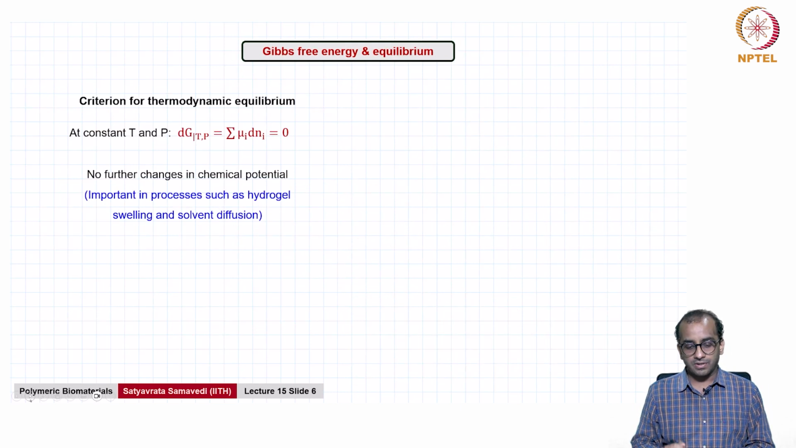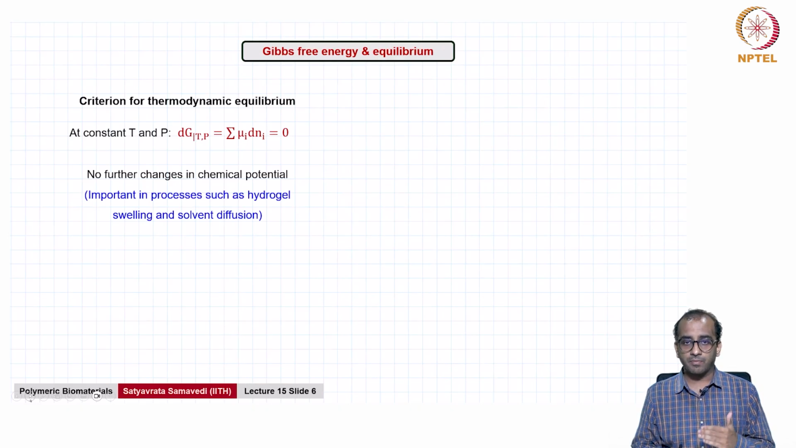Now, using this, can we come up with a criterion for equilibrium mathematically, and from there ask what processes are favored thermodynamically, and what processes will not be favored thermodynamically. This is something that you might have already seen in other courses.